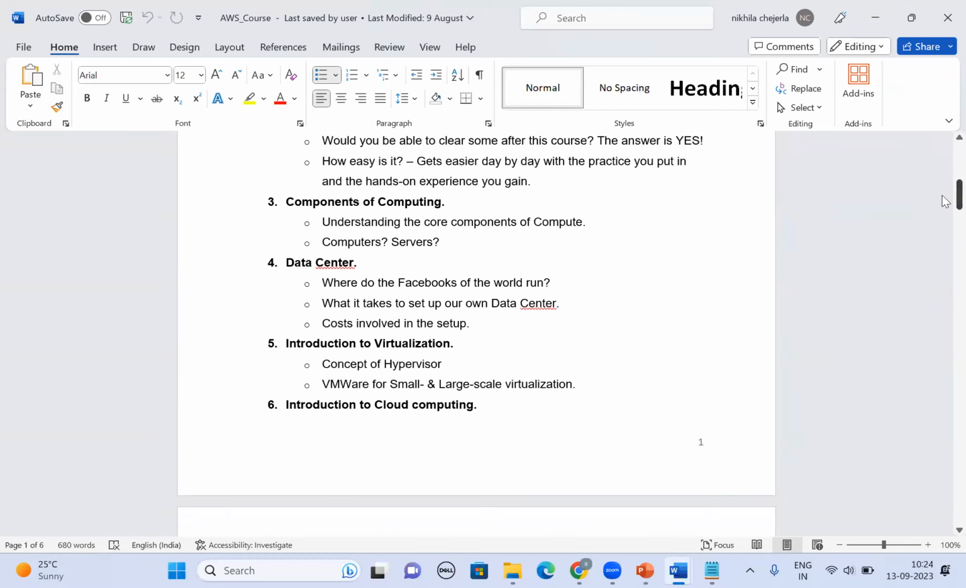And next we will discuss the components of computing, like we have learned in our school and college days: what is a computer, what is CPU, what is RAM, what are drives. We will discuss those things also, and the difference between computers and servers, which is a basic thing we have to understand. And then we will have the data center. We'll discuss what the word data center means, what its structure is, how it looks, how it is managed, what the legacy of the data center was, how it has evolved, and how companies are transitioning. We will discuss this stuff.